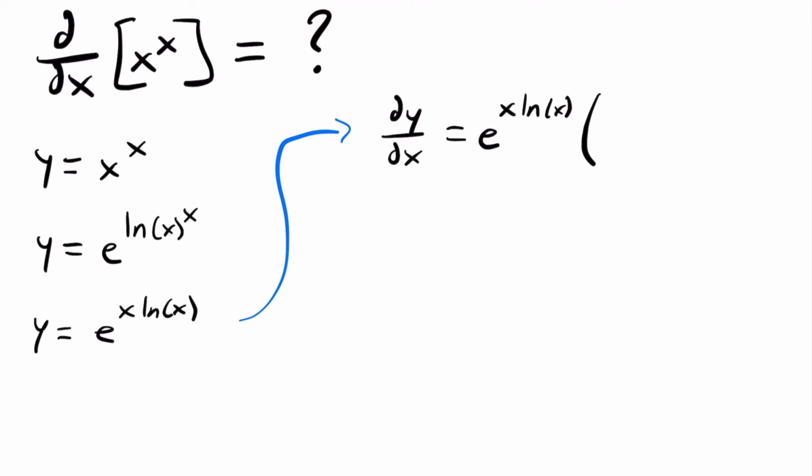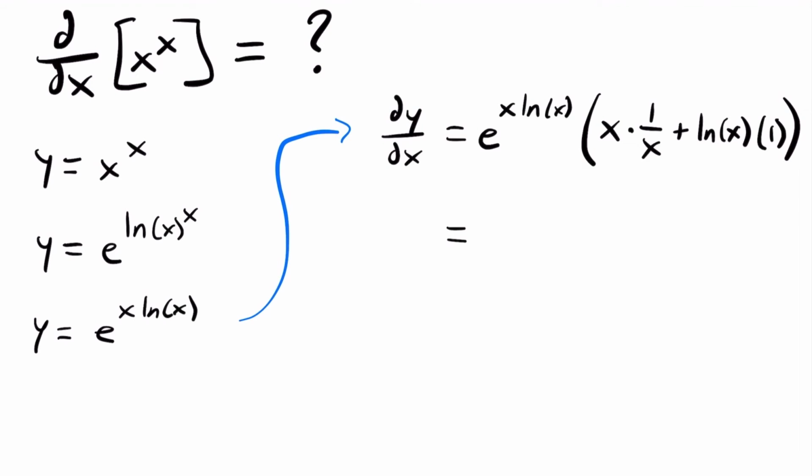And we actually did this already. This is where our product rule came into play, but we'll do it again. So we're going to have our first function, x, times the derivative of the natural log of x, so that will be 1 over x, and then we're going to add the natural log of x times the derivative of x, which again is just 1. So now we can simplify, and we will be able to find our derivative here pretty easily.